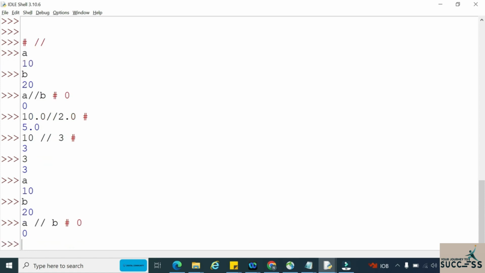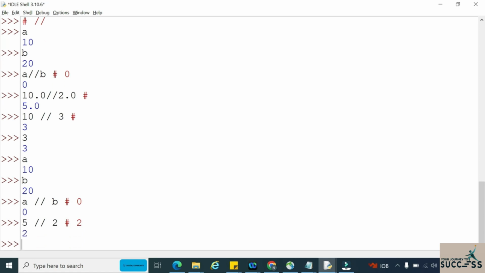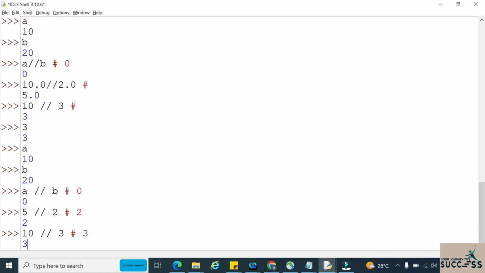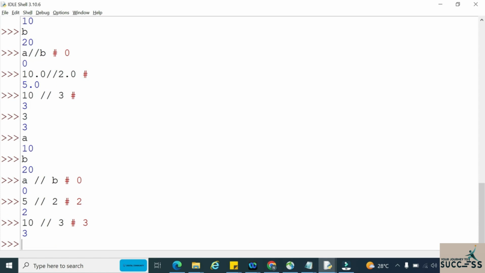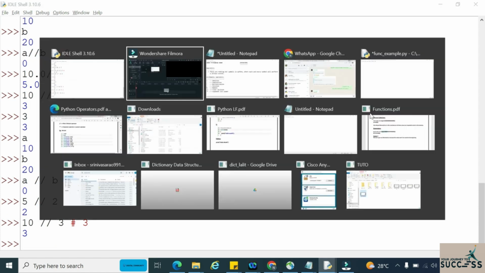Now let me do the same thing with some other numbers. If I'm doing 5 double slash 2, actually it is 2.5, but since it is floor division, it will return only the integer part, so the output will be 2. Now if I'm dividing 10 double slash 3, the output will be only 3. Actually it is 3.33, but since it is floor division, it will return only the integer part. In this way we can do floor division in Python.